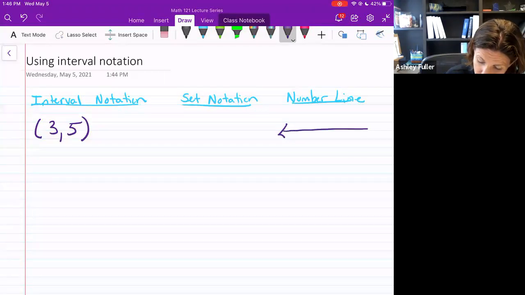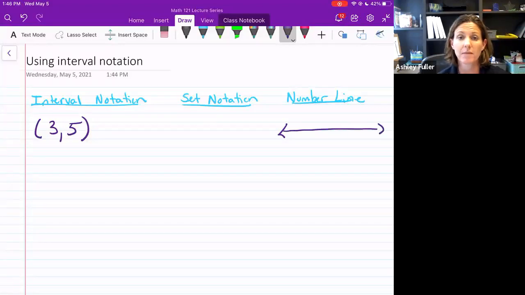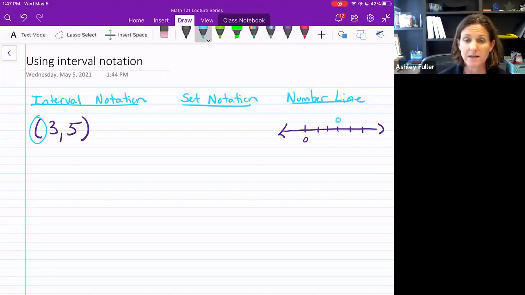So whatever I start with, I'm always going to create my number line first. I'm going to have 0, 1, 2, 3, 4, 5. When there's a parenthesis involved, that means that the number itself is not included. So there's going to be an open dot at 3 and also an open dot at 5.